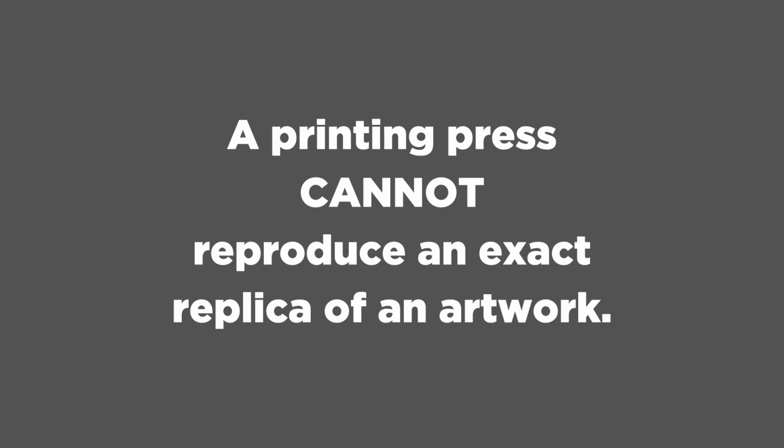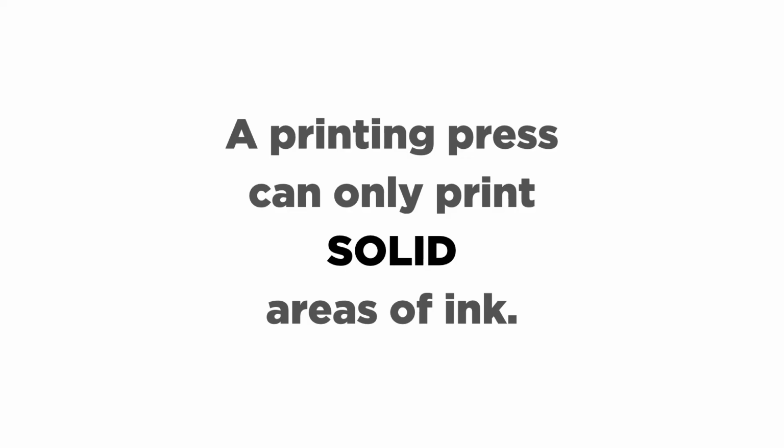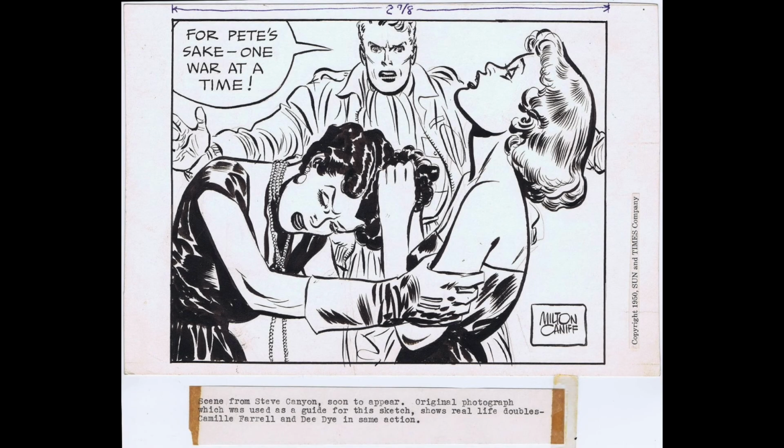One thing you have to understand about printing: a printing press cannot reproduce an artwork exactly. It can only print solid areas of ink, meaning either the surface of the paper will have ink or no ink. That's not a problem with line copy, wherein you only have solid areas of ink.